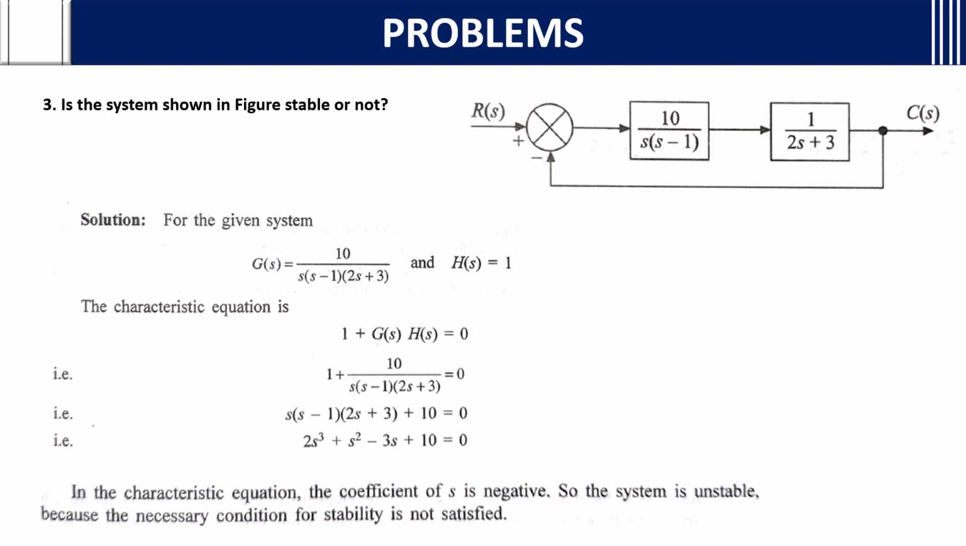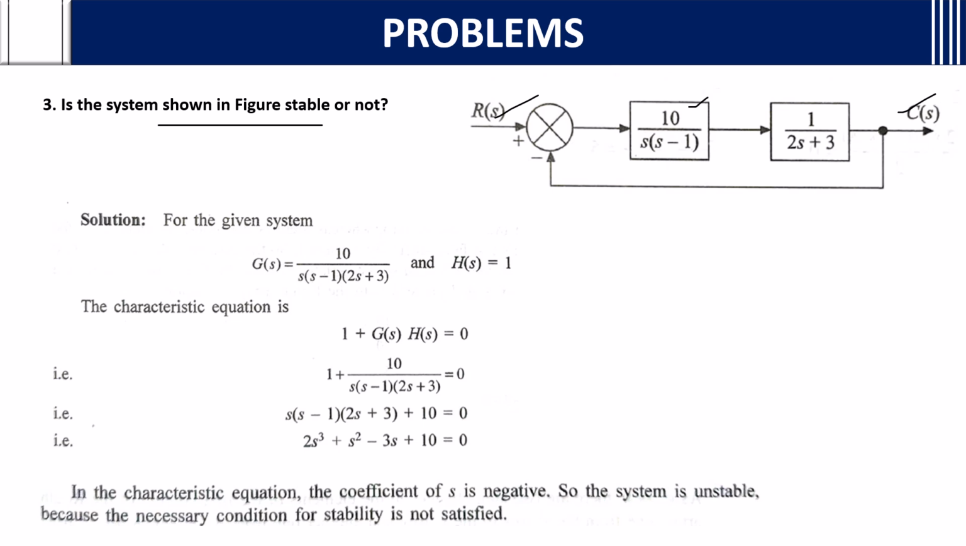Now sometimes they may ask the question in this form also: is the system shown in the figure stable or not? They'll give some figure like this. We have already seen block diagram reduction, the closed loop system. This is input and this is output. As you know, this is the feedback. I'm just refreshing the concept.